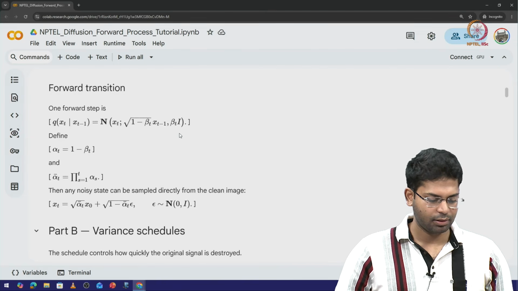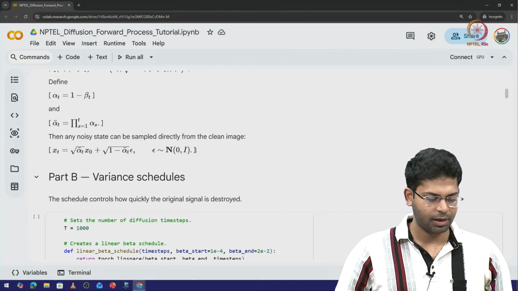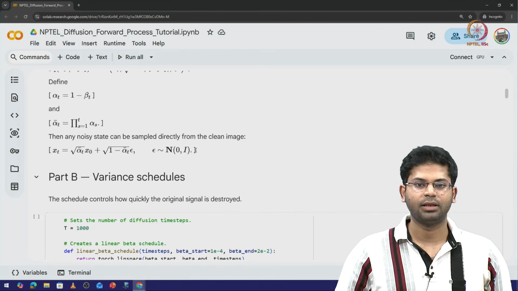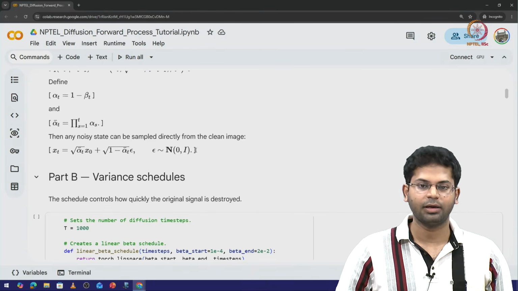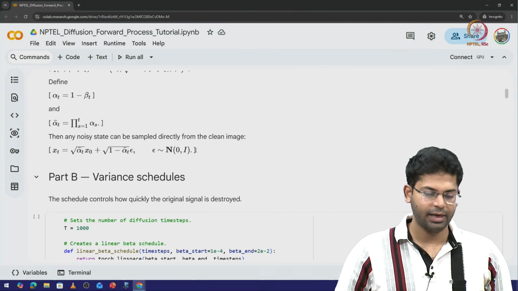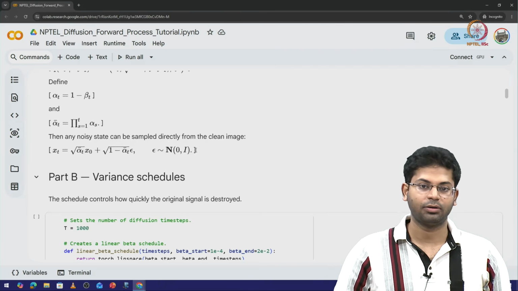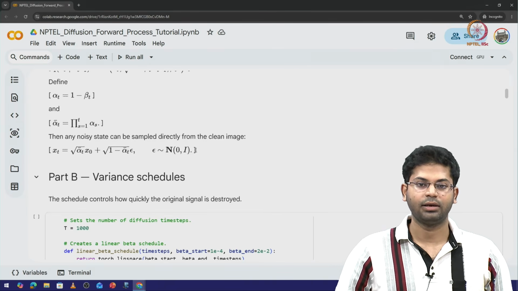Now, you define alpha t as 1 minus beta t, and you can define alpha t bar as the product of all alpha s till that step, and then any noisy state, which is denoted as xt, you can sample, and there is a closed form expression that you can derive, which is square root of alpha t bar times x0 plus square root of 1 minus alpha t bar times epsilon. That is the expression of any intermediate step of the diffusion process with respect to the original signal we started with, that is x0.